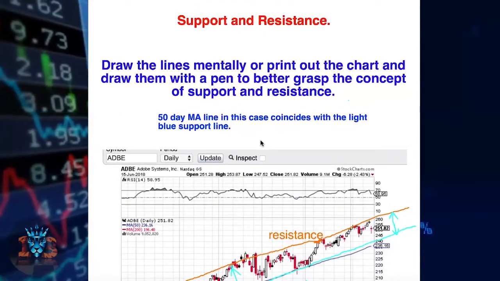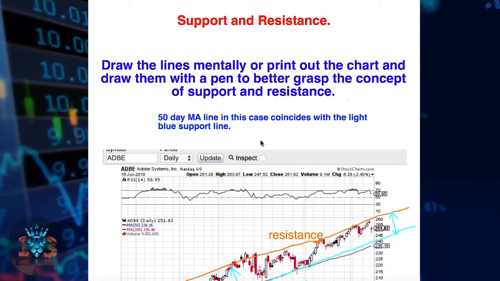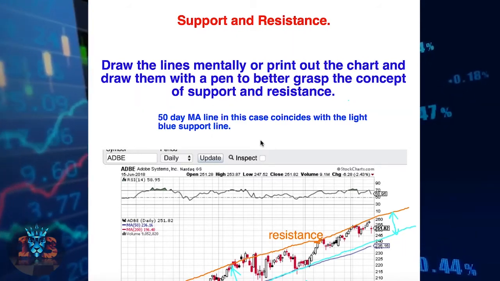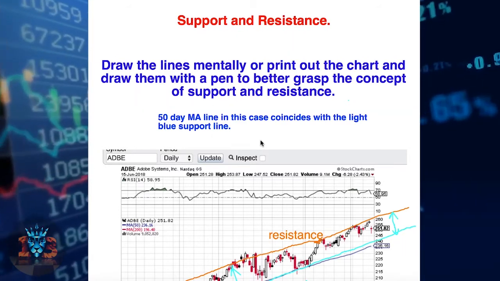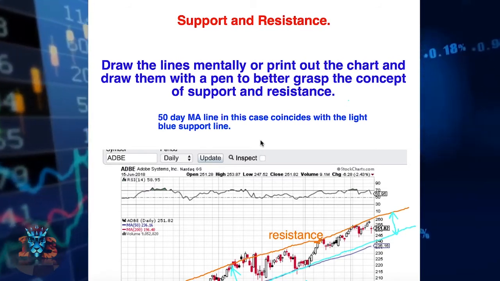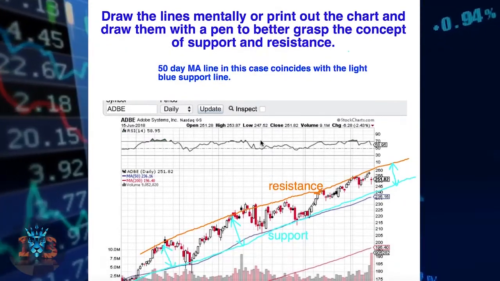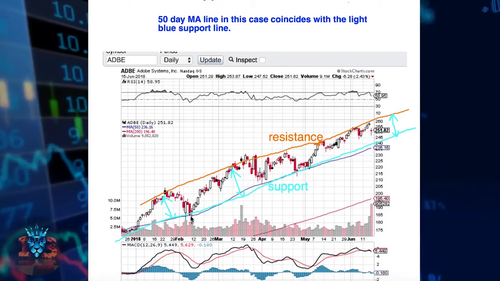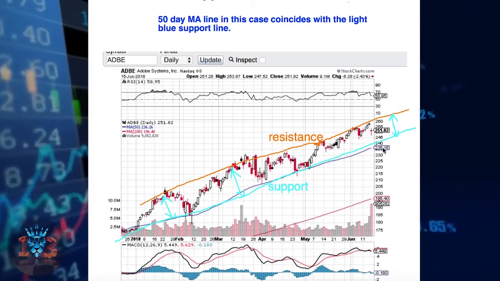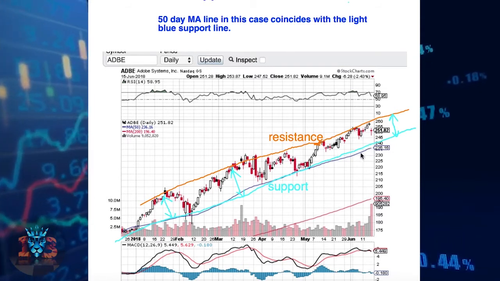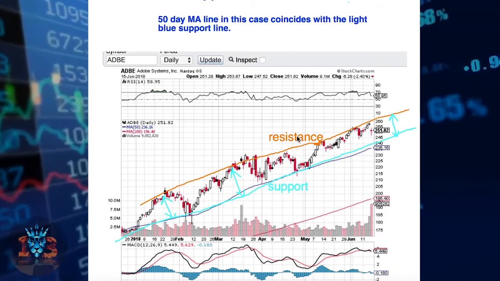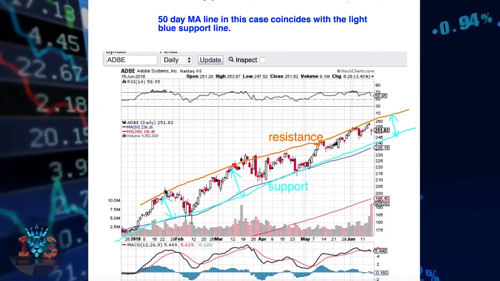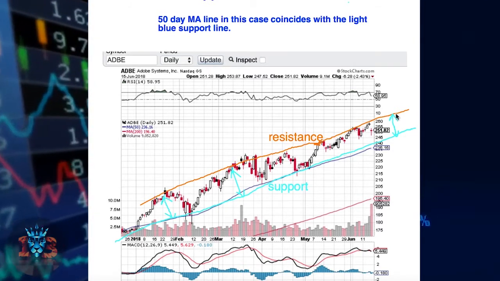What is support and resistance? Draw the lines mentally, and print out the chart and draw them with a pen to better grasp the concept of support and resistance, okay? So the 50-day moving average line, in this case, coincides with the light blue support line. If you draw the line through the higher lows, you'll get the support line. Again, this coincides with the 50-day moving average, and the resistance line would be if you were to draw a line through the higher highs, you'll get this orange line.